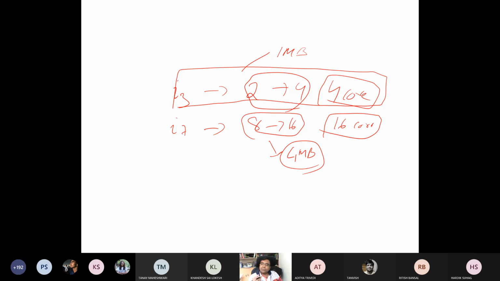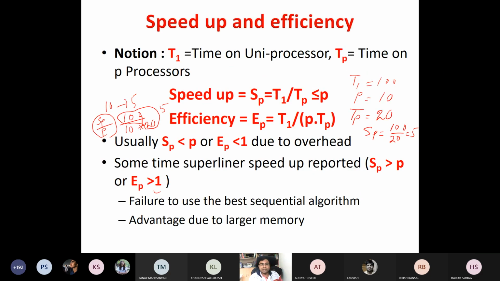So the speedup we are getting is not from the actual processing side, but maybe from the memory side. Then you may get a superlinear speedup. Suppose running on 4 cores takes 10 seconds, and running on 16 cores it should be divided by 4, but you may finish in 1 second, because it may fit into the 4 MB cache. Advantage due to larger memory may give you superlinear speedups. Whenever I say linear, it means the speedup is 1, and superlinear means it is more than 1.